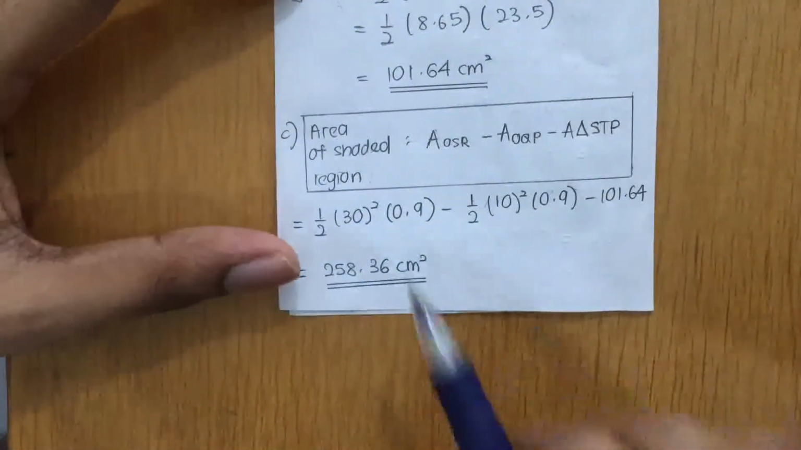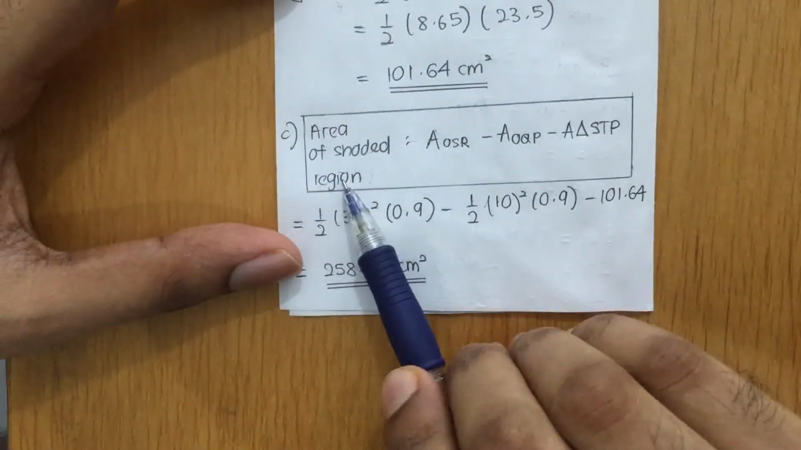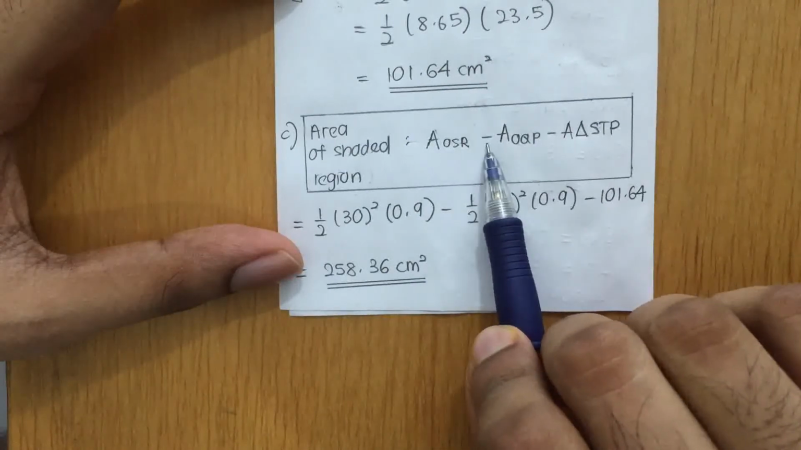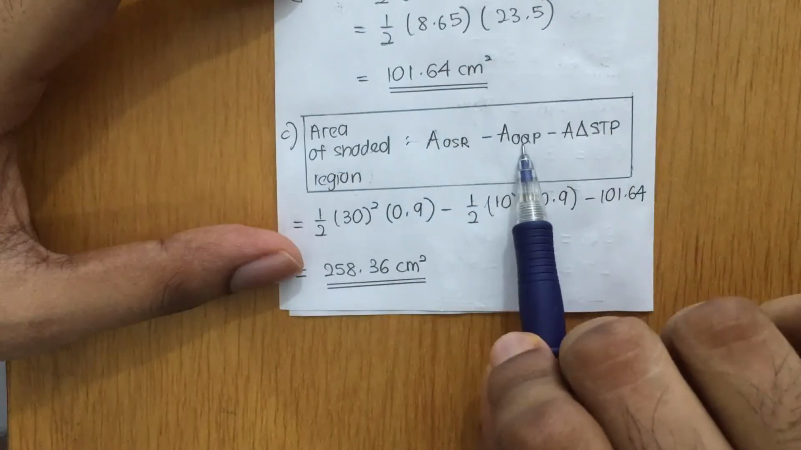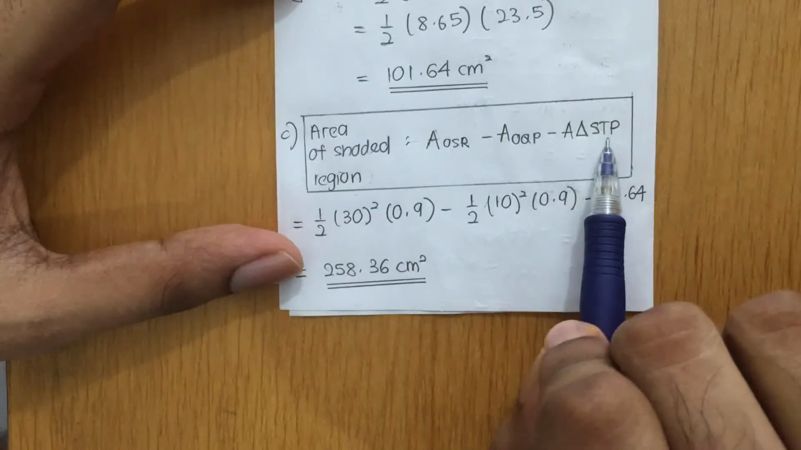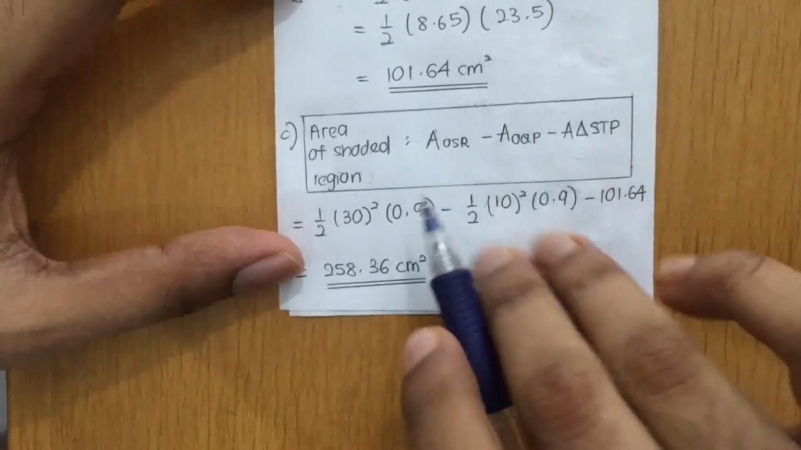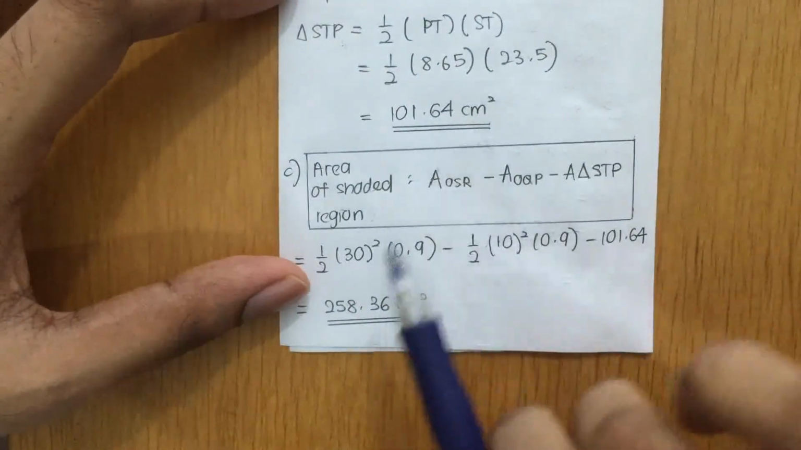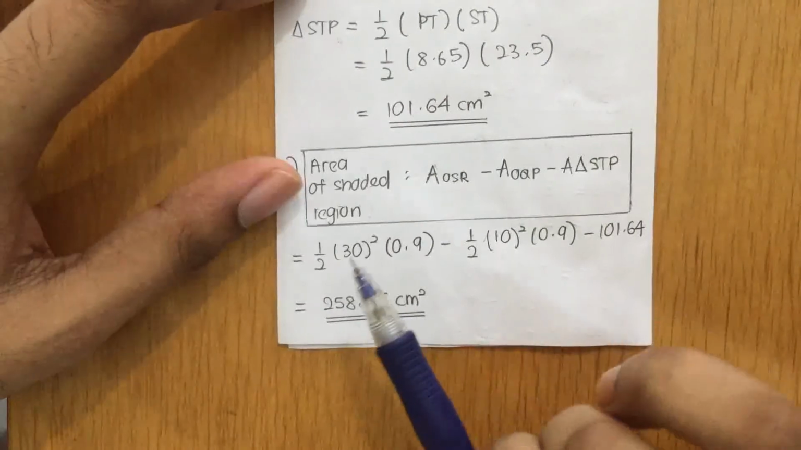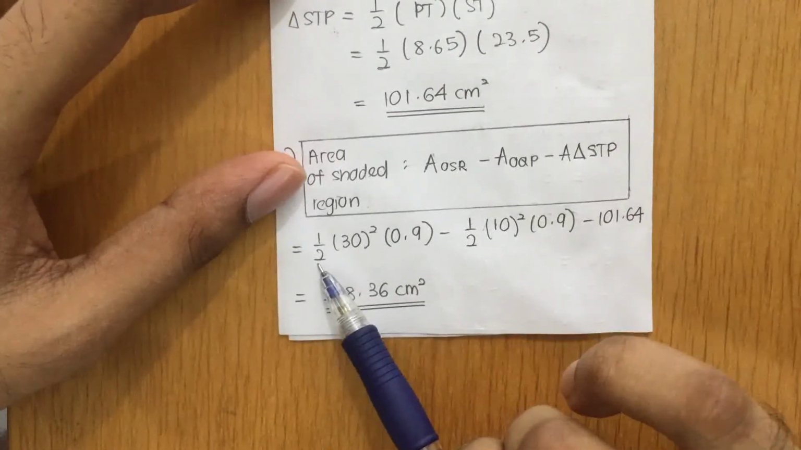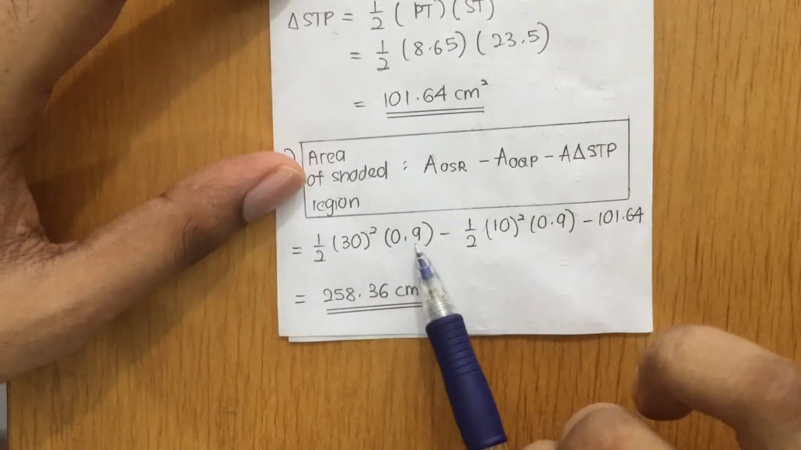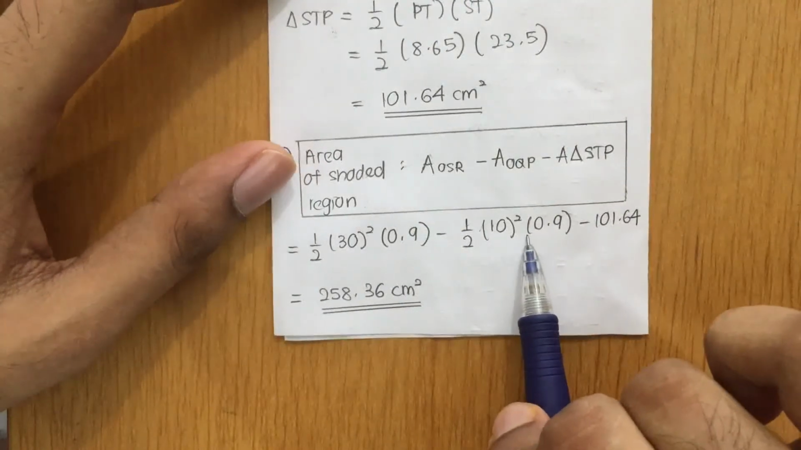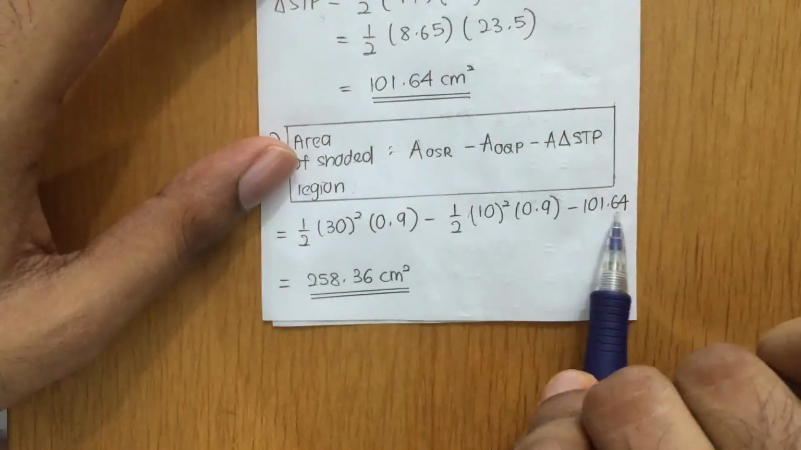To find the area of the shaded region, first you calculate the area of the sector OSR, and then minus the area of sector OQP, and then minus the area of the triangle STP. The area of the triangle STP we have already found just now in question part B, which is 101.64 centimeters squared. So from here you calculate 1/2 times 30 squared times 0.9, minus 1/2 times 10 squared times 0.9, minus 101.64.